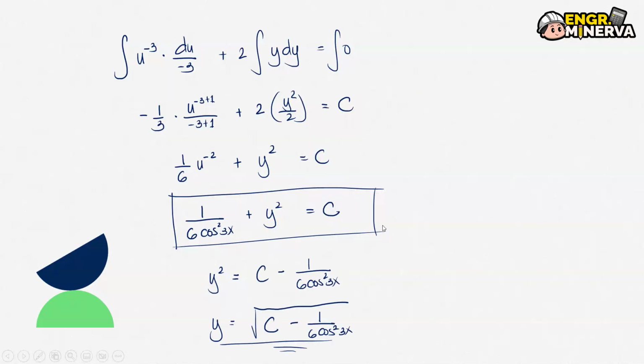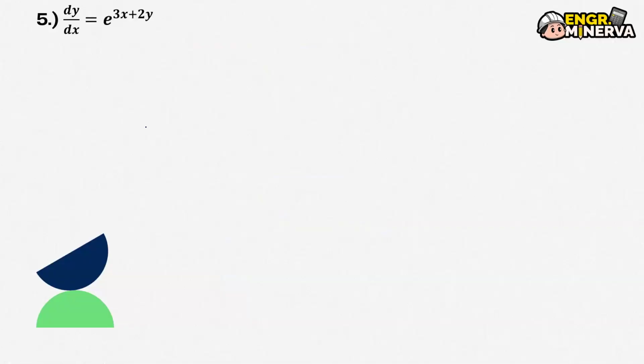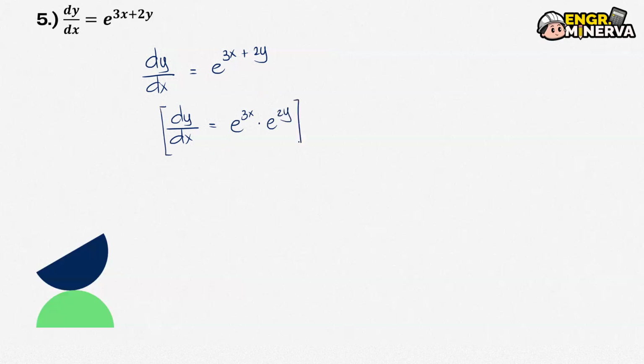And for our last problem or example, that would be this. Your derivative of y with respect to x is equal to e raised to 3x plus 2y. So we rewrite it here: e raised to 3x plus 2y. Since the exponents are added, it means the base is the same if you multiply. So that would be e raised to 3x multiplied by e raised to 2y. We can now separate our variables.